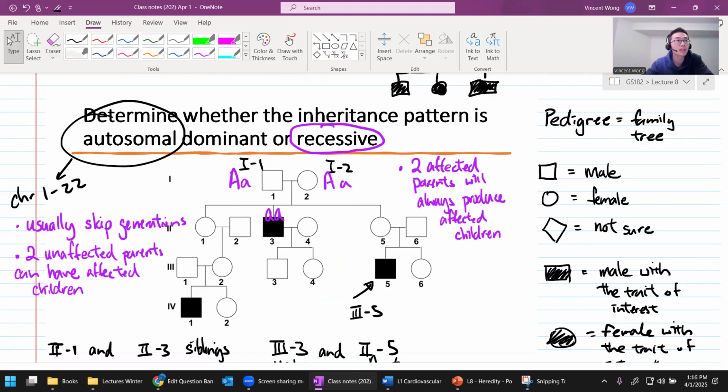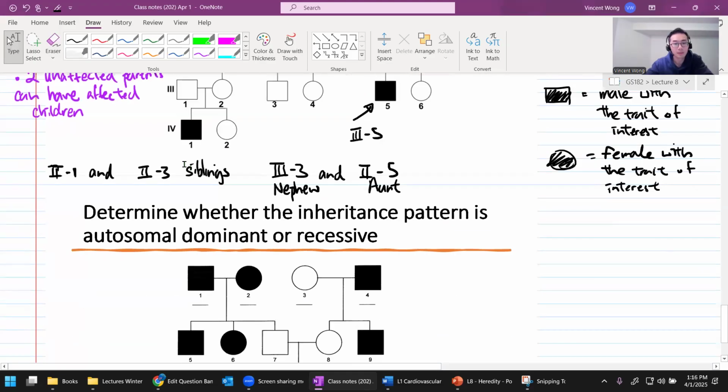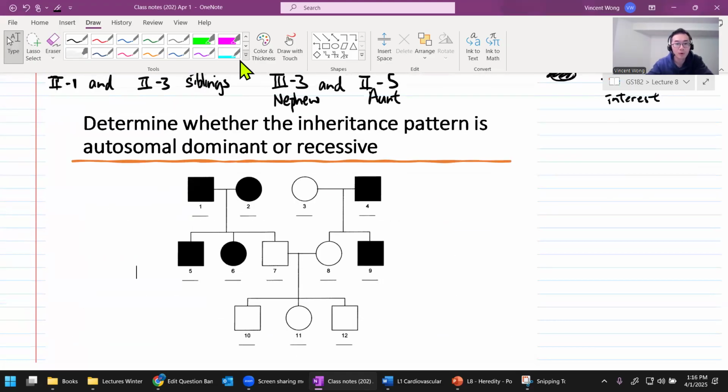Okay. Well, let's go to the next one first. Maybe it will make more sense. Over here, this one, first of all, it cannot be recessive. If I look at this, and I only have two choices, dominant or recessive, then I know for sure this cannot be recessive.